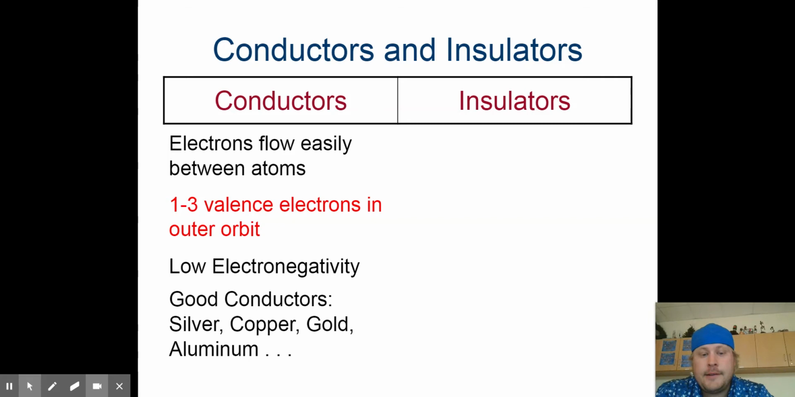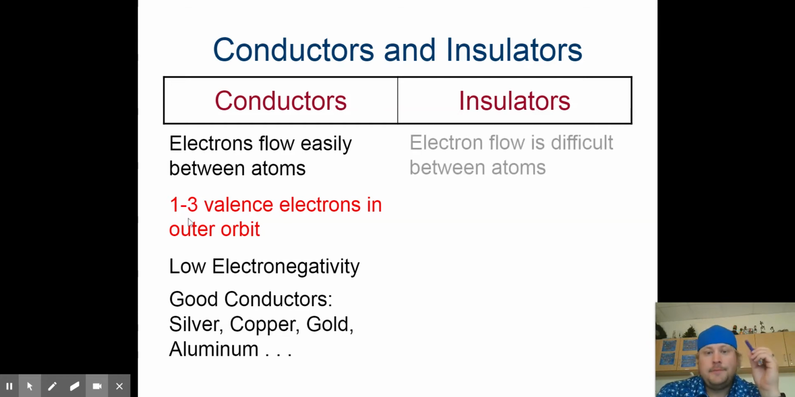A low electronegativity, meaning it does not really attract them. It just kind of keeps moving. They're good conductors, things like silver, copper, gold, aluminum. These are your metals. Insulators: electron flow is difficult between the atoms, meaning it does not allow it to flow easily.